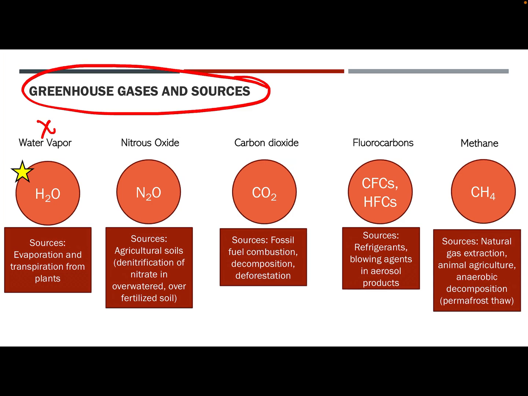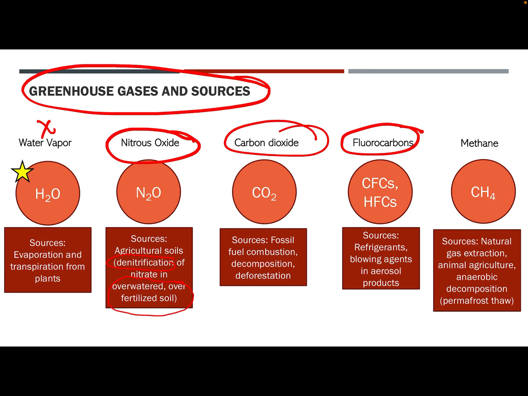Let's start with nitrous oxide, N2O. This comes from agricultural soils. In the process of denitrification, we get nitrous oxide, and we see this in overwatered or over-fertilized soil, so coming from our agricultural sources. We're all familiar with our friend carbon dioxide, which comes from fossil fuel combustion. It comes from decomposition and gets released in deforestation.